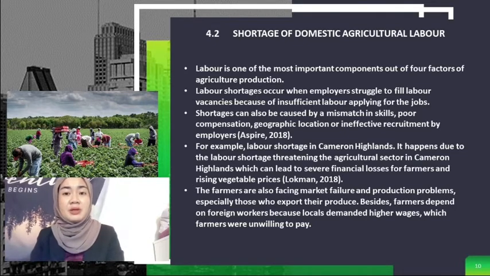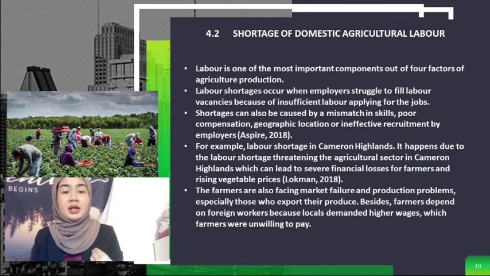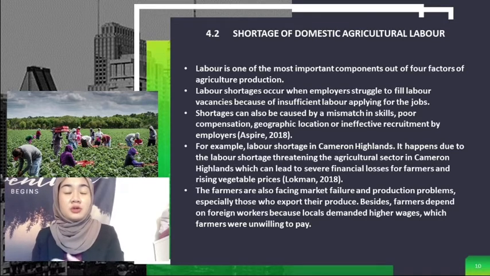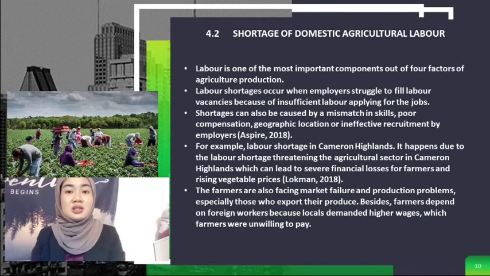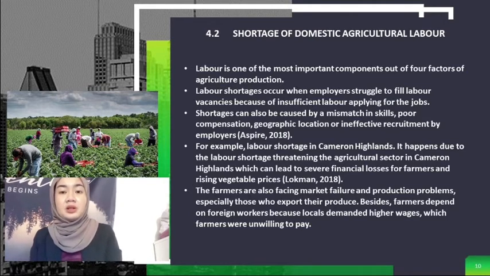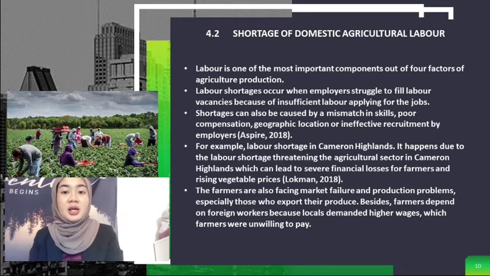A labor shortage can be caused by a turn in economic conditions where there is a shortage of skilled workers for a given industry or overall job markets. Shortage can also be caused by a mismatch in skills, poor compensation, geographic location, or ineffective recruitment by employers. For example, labor shortage in Cameron Highlands.